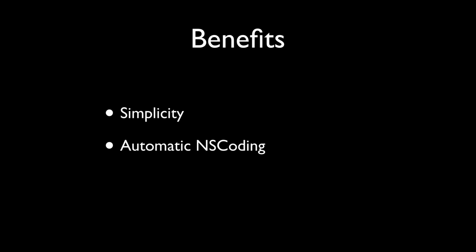Now, the benefits of weak typing are obviously simplicity. It's almost like a scripting language. The other benefit is automatic NSCoding. Each weakly typed variable can code itself into an archive and decode itself from an archive. So you don't have to write any extra archiving code to support NSCoding. And finally, automatic type conversion is done. Once a weakly typed variable is created, it retains its original type. So if you create a bool value and then later assign a float value to it, it retains the bool value and it converts the float value to the bool type.